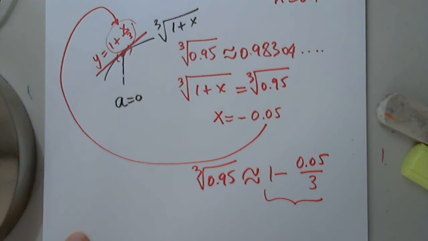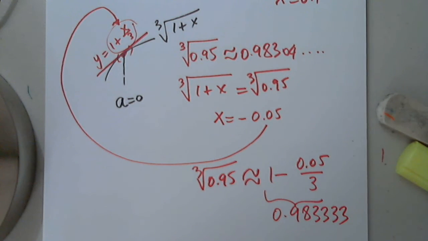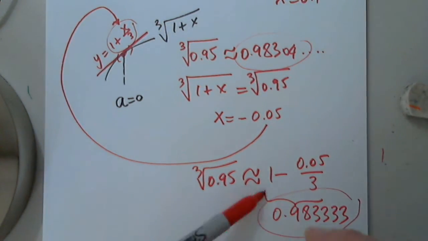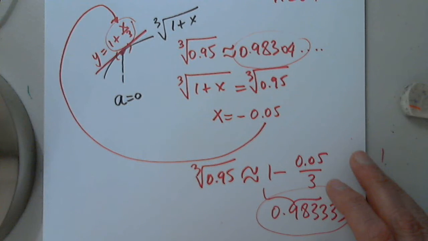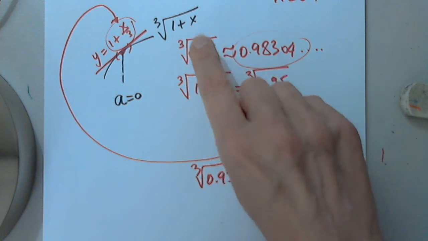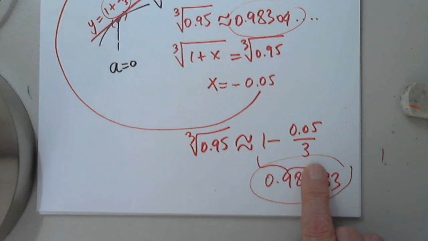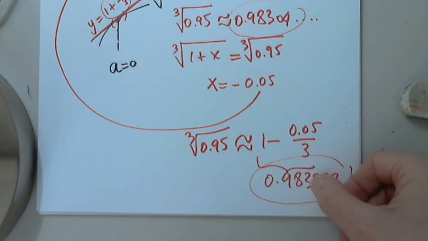And this, when we calculated it, we got 0.983333, which is extremely close. So if you run out of power, or the calculator doesn't have power, or you don't have batteries, the cube root of 0.95, you can easily approximate it with this line. It's not going to be exact, but look, you have 3 digits approximation. It's more than you need.